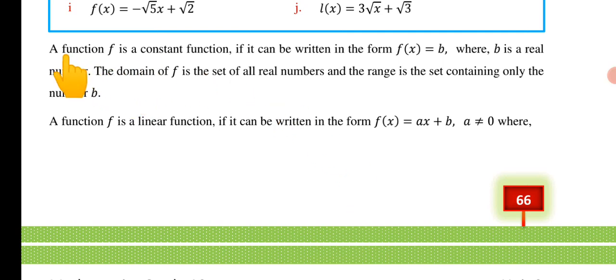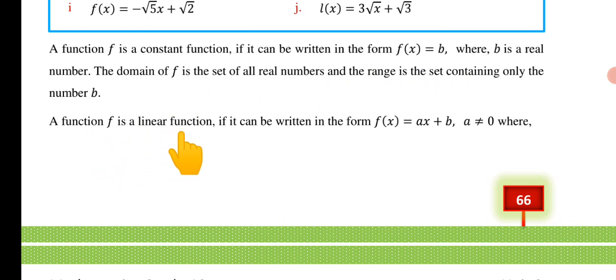Okay, a function f is a constant function if it can be written in the form f of x equal to b, where b is a real number. The domain of f is the set of all real numbers, and the range is the set containing only the number b. For this kind, the domain is all real numbers, whereas the range is just b.